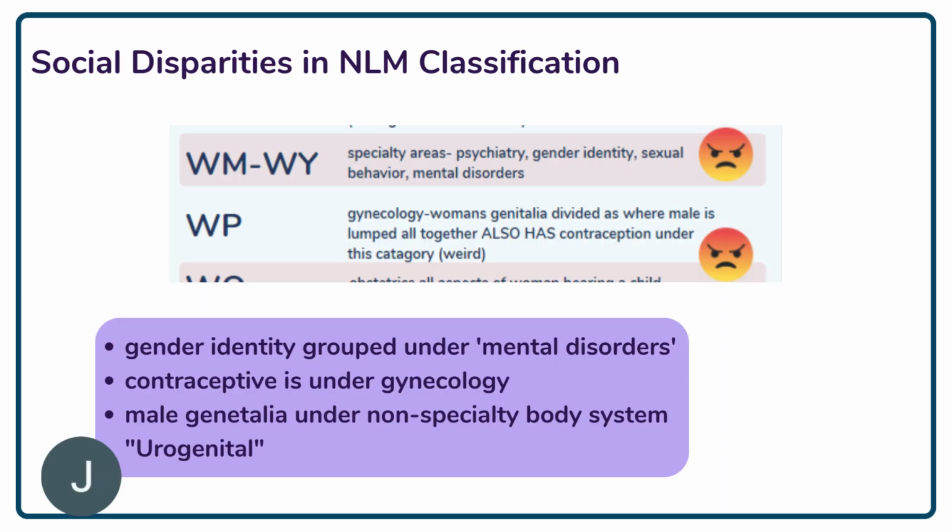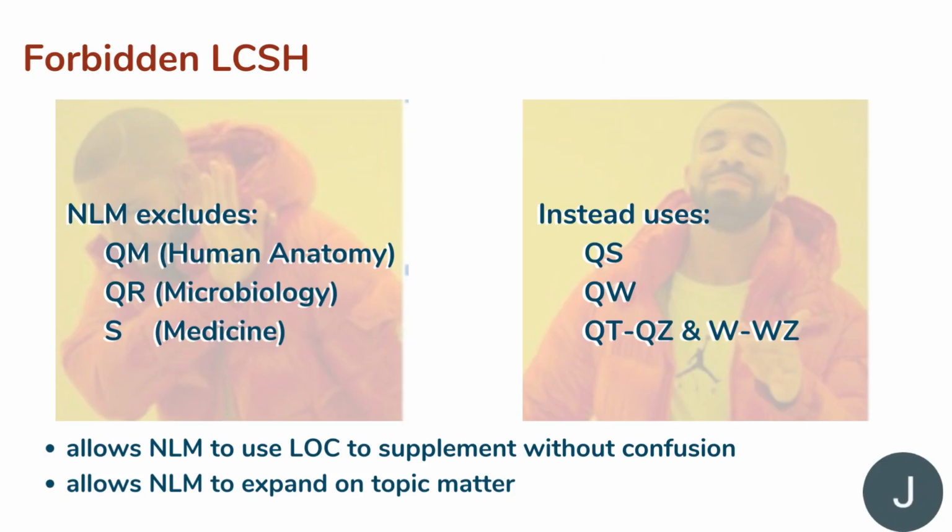In the last slide, I illustrated where I felt this classification system had social disparities. Gender identity is grouped under mental disorders, contraceptive is under gynecology, and male genitalia is under a non-specialty body system called urogenital. This placement of these items sends a message, intentionally or unintentionally, about the content that it's describing.